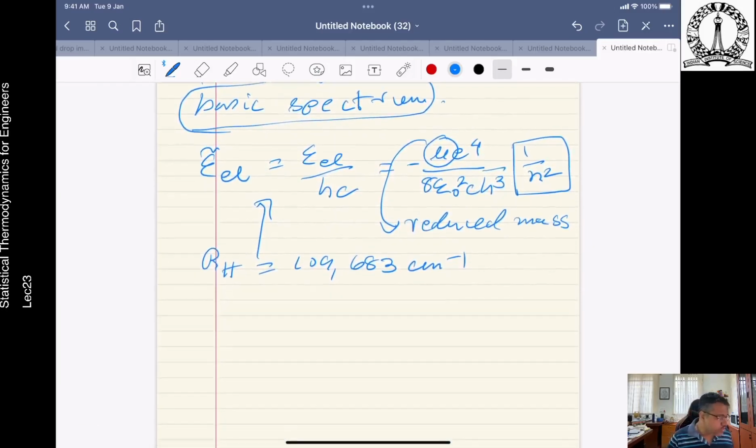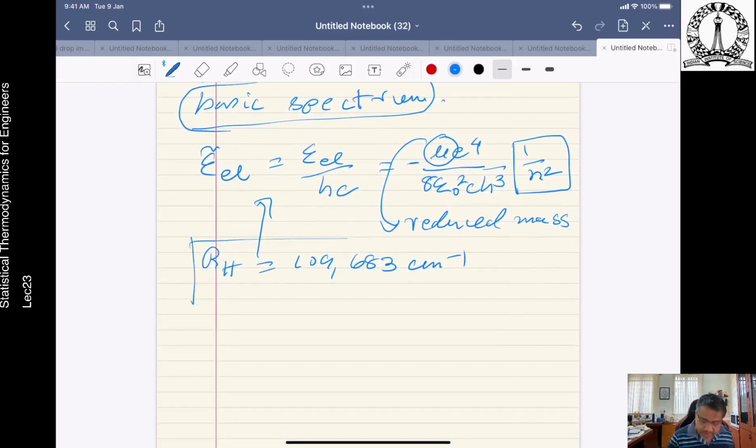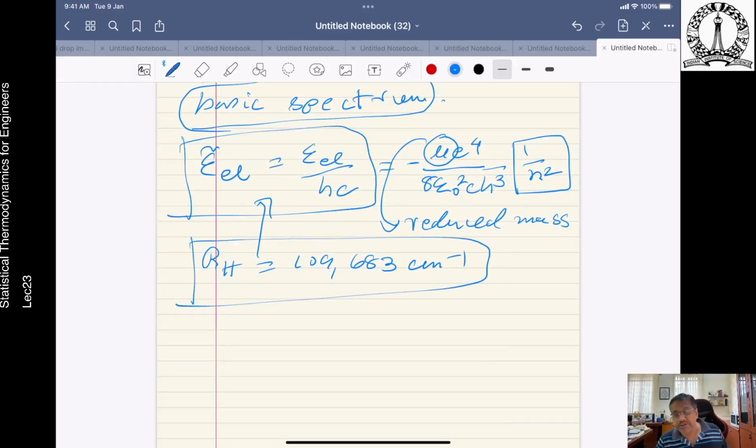We have also seen that the Rydberg constant is pretty robust, and this is how we have calculated the electronic energy levels also. Next class we are going to do a sample problem and then move on and see what else is in store for us.